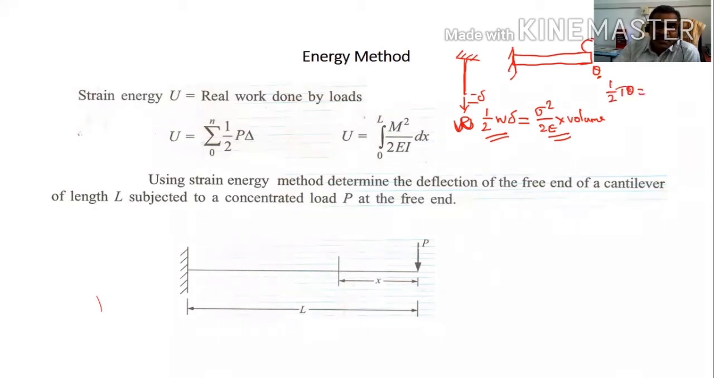What is the amount of energy stored? Strain energy stored, where the stress is tau, is tau square divided by 4G into volume. So this is the equation we have seen. This is the work done in case of a shaft subjected to torsion, and this is the strain energy stored. Here G is the modulus of rigidity, and tau is the shear stress.